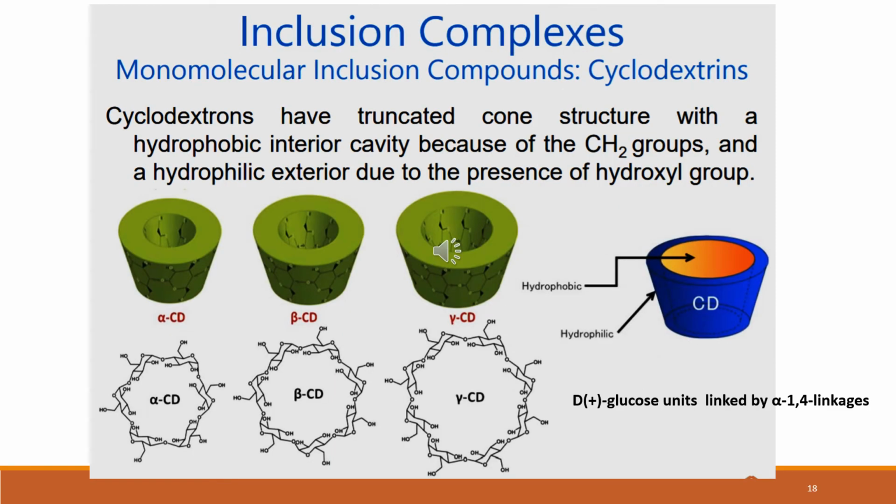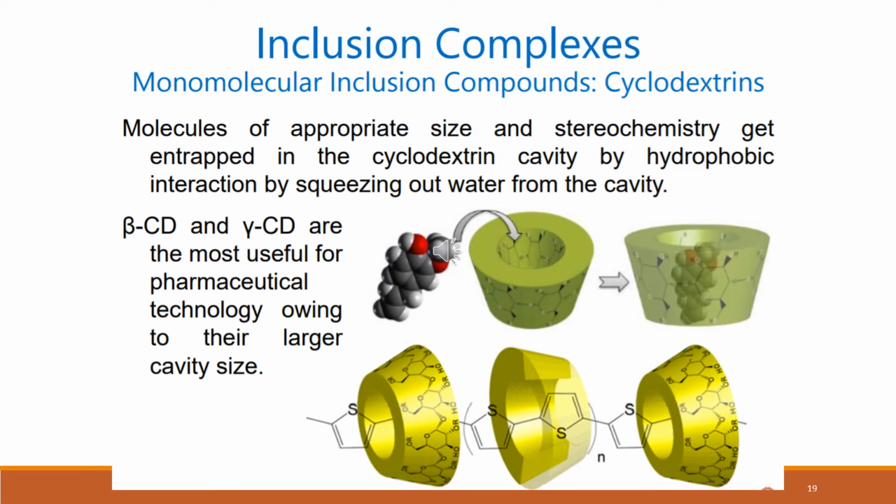Cyclodextrins have a truncated cone structure with a hydrophobic interior cavity because of the CH2 groups and a hydrophilic exterior due to the presence of hydroxyl groups. Molecules of appropriate size and stereochemistry get entrapped in the cyclodextrin cavity by hydrophobic interaction, thereby squeezing out water from the cavity. The beta and the gamma types of cyclodextrins are the most useful for pharmaceutical technology owing to their larger cavity.